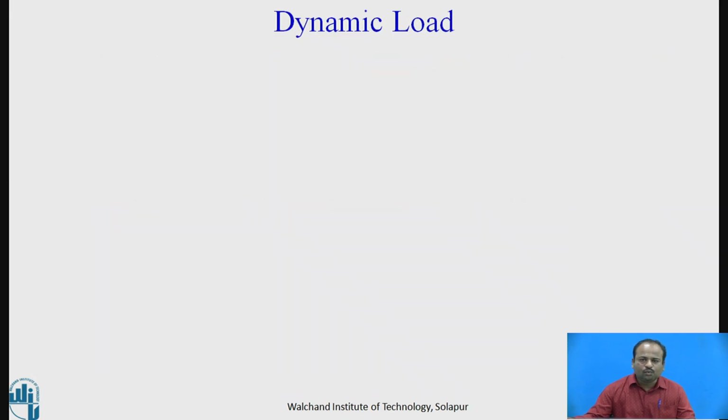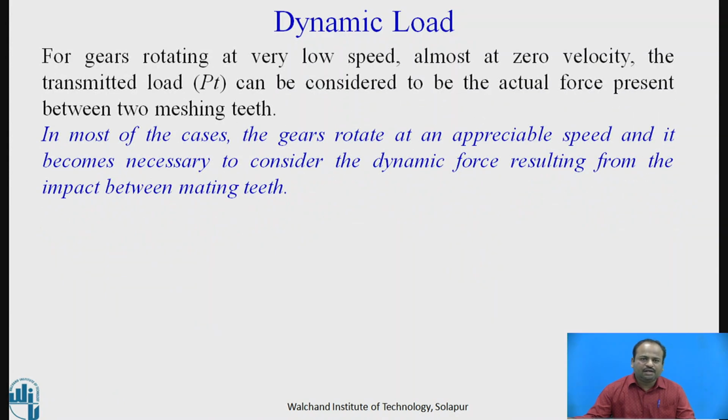Now the dynamic load. For a gear rotating at very low speed, almost at zero velocity, the transmitted load PT can be considered to be the actual force present between the two mating teeth. These are important sentences that we need to remember while considering the dynamic load. In most cases, the gears rotate at an appreciable speed and it becomes necessary to consider the dynamic force resulting from the impact between the mating teeth.